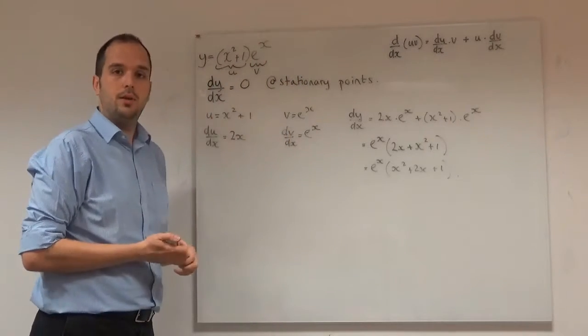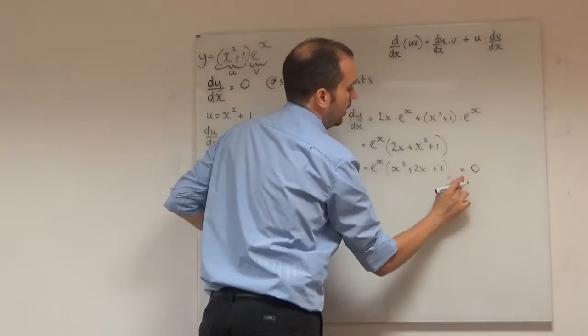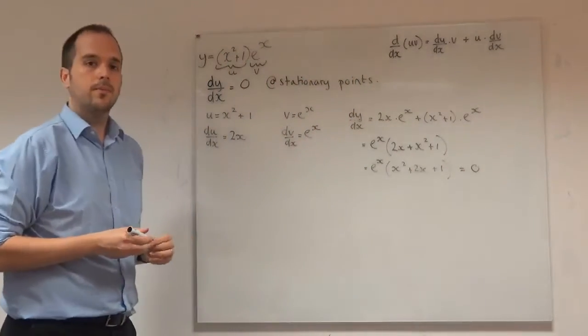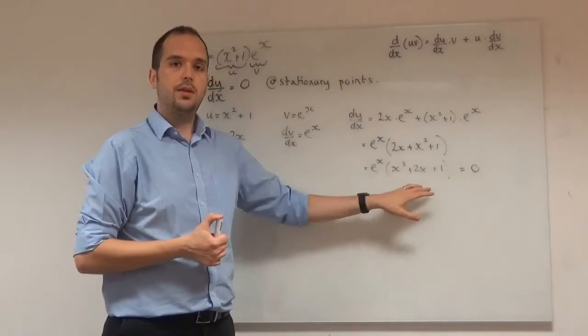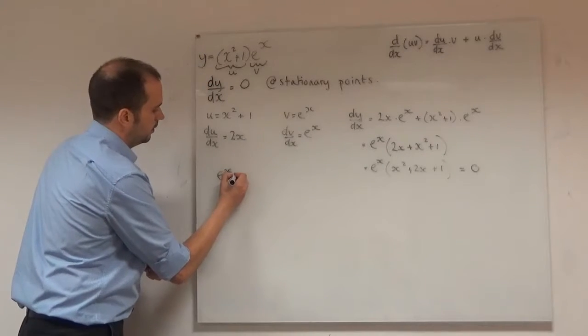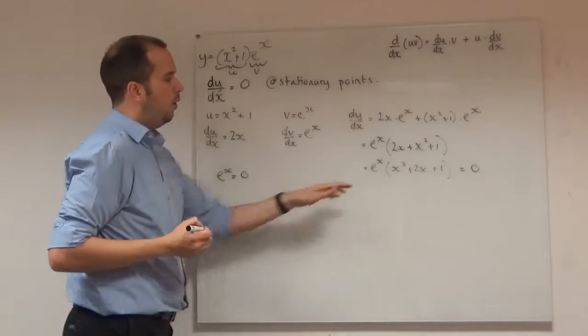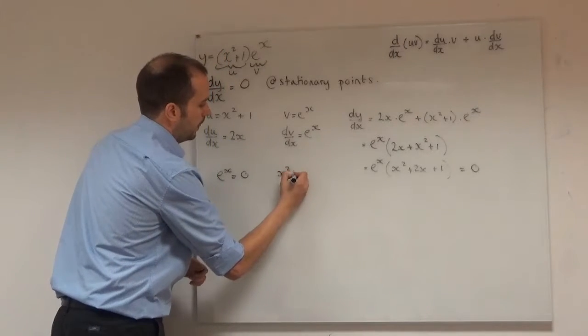We need to set that equal to 0 now to find our stationary points. So if we set this equal to 0, well, two things can happen. We can either have e to the x equal to 0, or we can have the quadratic term equal to 0.